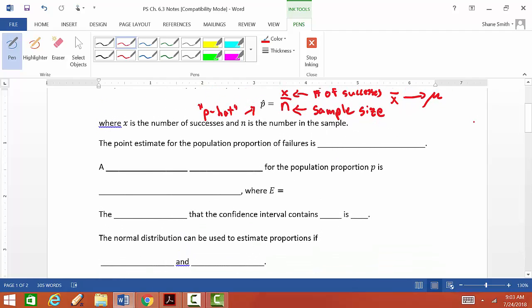To continue this formula here, the point estimate for the population proportion of failures is Q hat. And this is really similar to when we use Q for the binomial distribution, if you remember that in Chapter 4, which is 1 minus P hat. So basically, we just take whatever P hat is and subtract that from 1, because if it's not a success, we're going to consider it a failure. Or the car is blue or it's not blue. There's no in between.